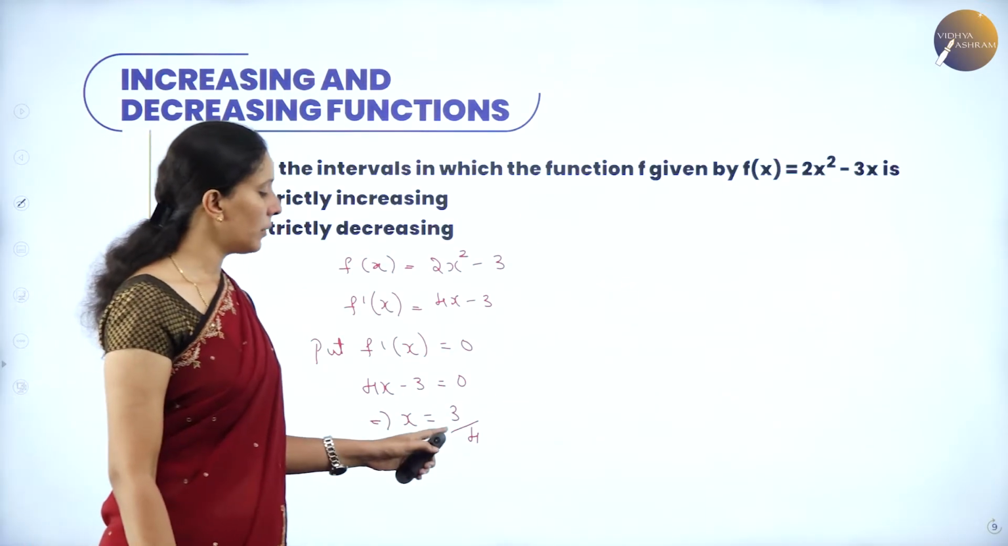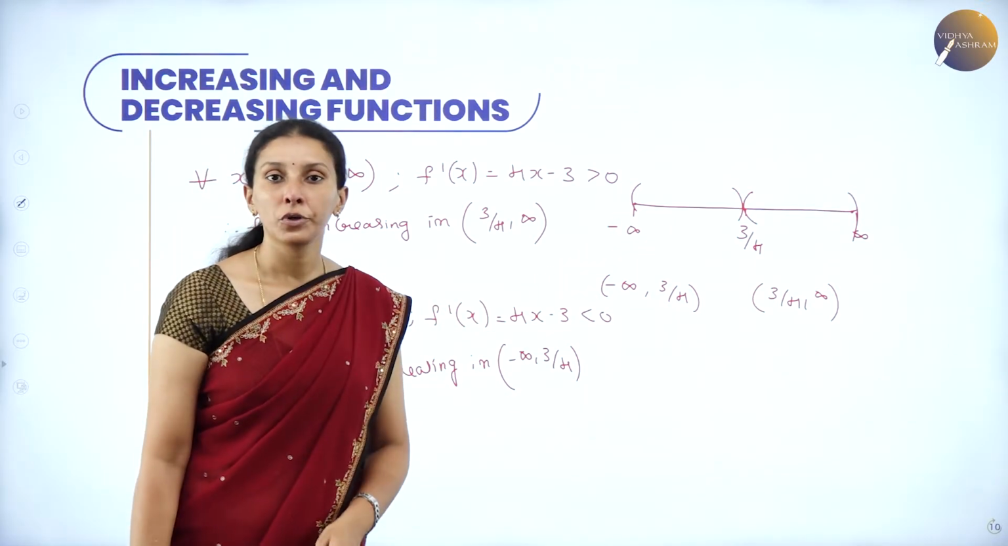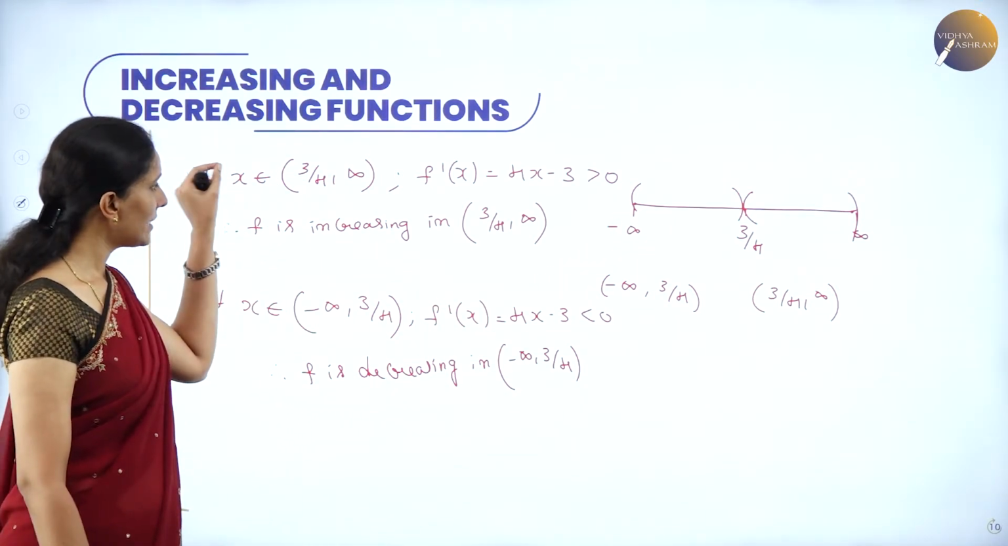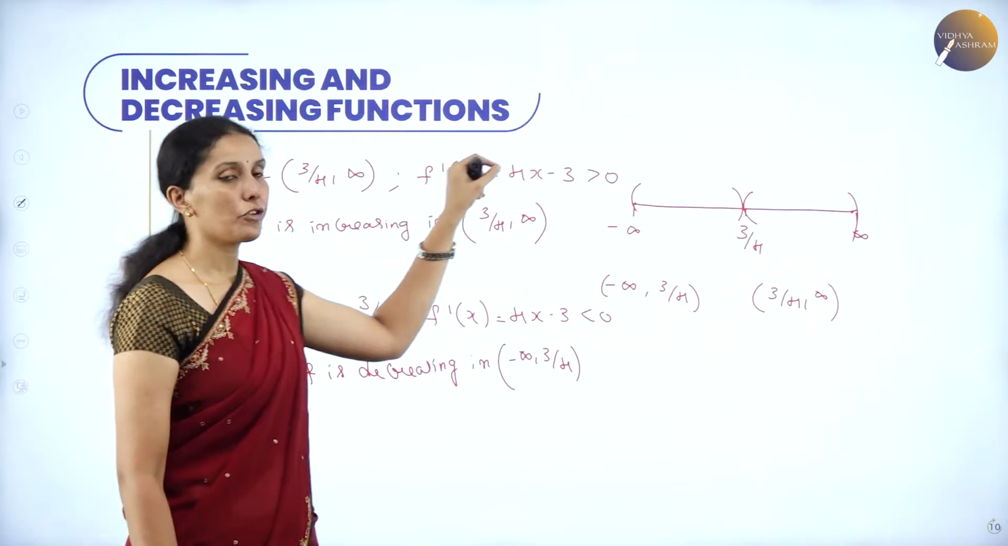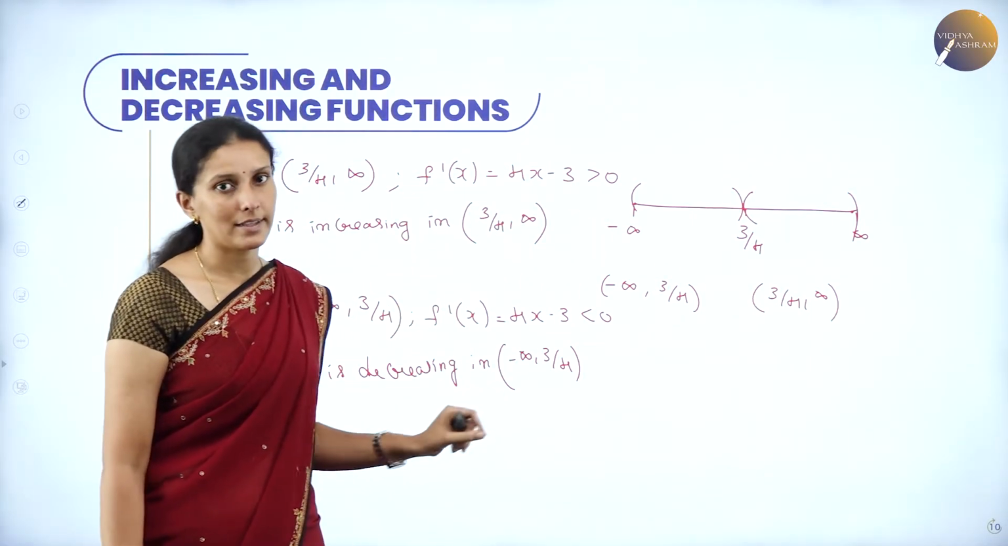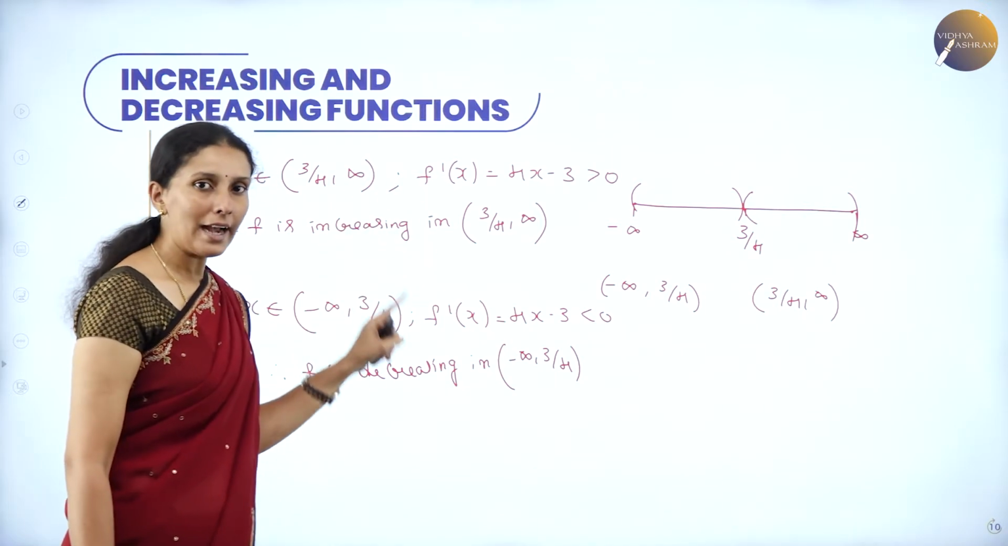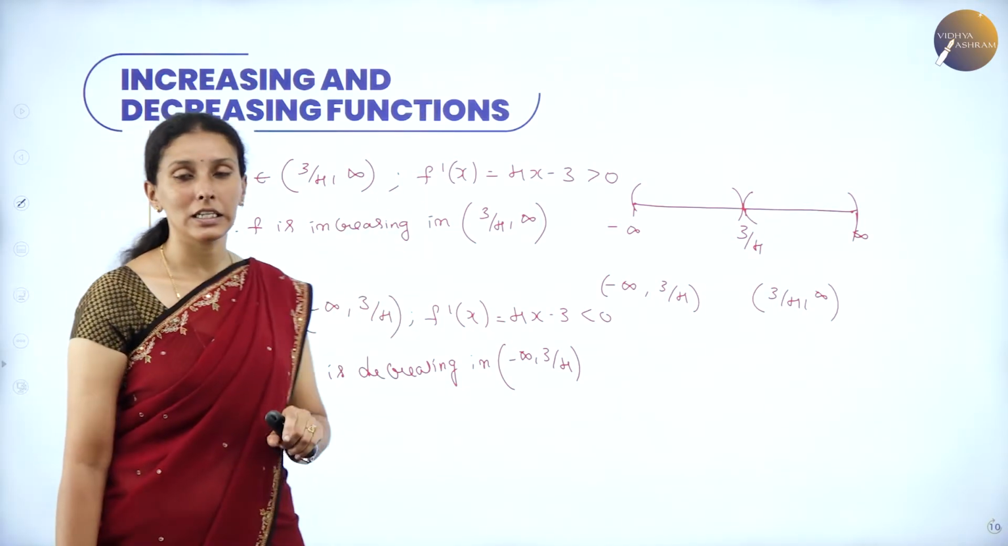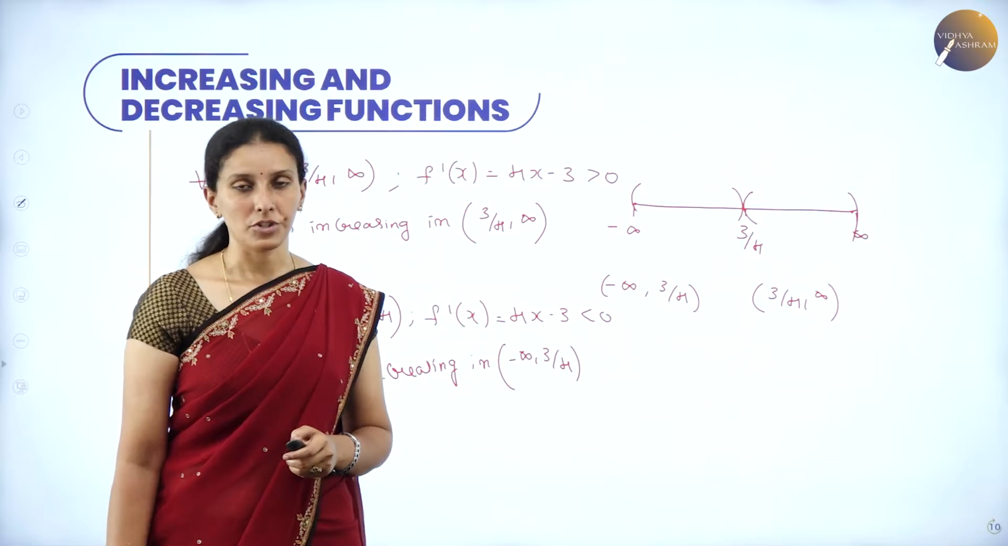So once you find the point, divide the number line into two intervals and verify by taking any point such that f dash of x becomes greater than 0 or less than 0. So considering that interval, you can say whether it is an increasing or decreasing function.